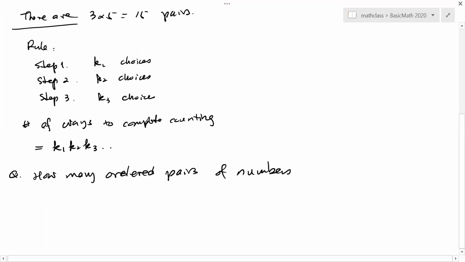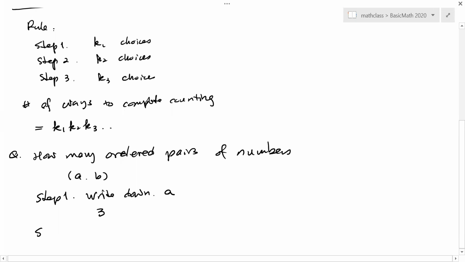The way we do it is, in the first place, you write down a pair of numbers. So you have A and B. Step 1, you write down A, and how many choices? There'll be 3 choices, because you have 3 numbers to choose from. Step 2, you write down the second number, after the first number.